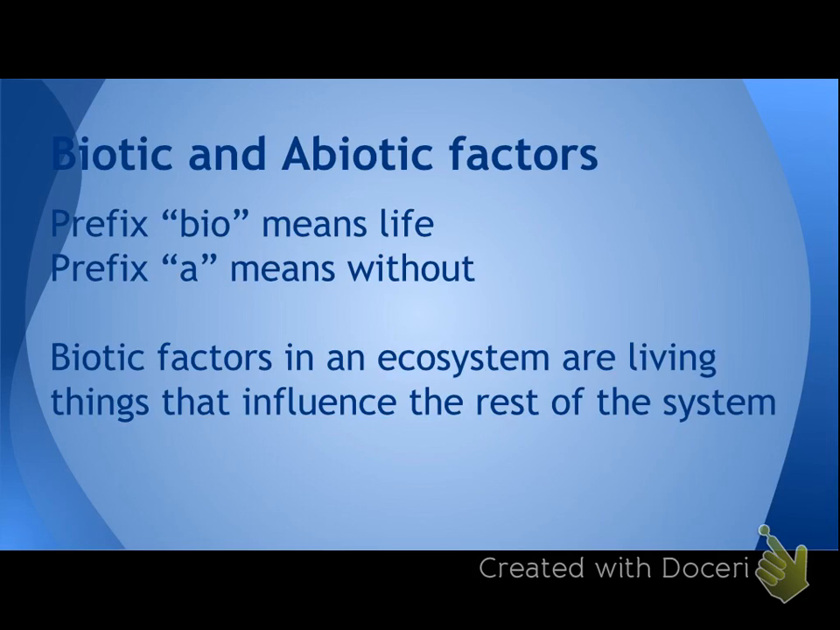I'm trying to think of another good one with A. Well, yeah, okay, asexual reproduction is reproduction without sex. So when we have the prefix a, it means the absence of or without. So abiotic factors are things that are not living. Biotic factors are things that are living. And whether they're abiotic or biotic factors, they're influencing all the living things in that ecosystem, in the whole system. So now we can go to biotic factors.